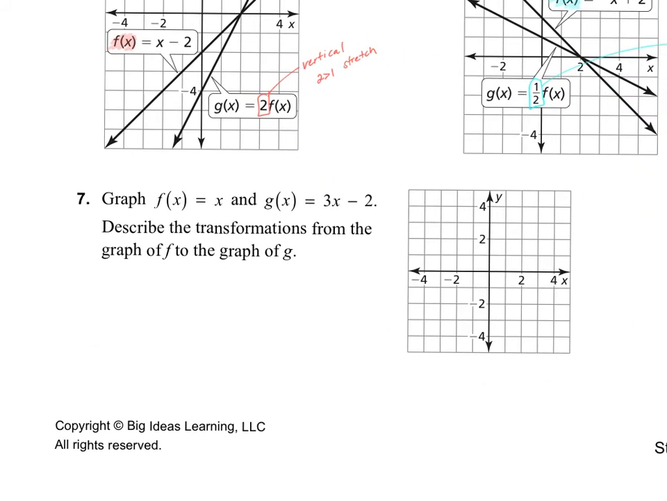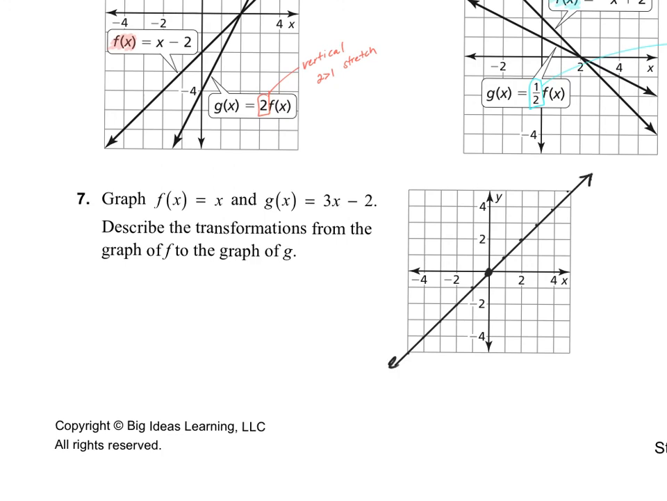Okay, so now graph f of x equals x, and then graph g of x equals 3x minus 2. Describe the transformations from the graph of f to the graph of g. So remember, your parent function goes through the origin at 0, 0, and your slope is up 1 over 1, up 1 over 1. So that's how you're going to draw that graph. So let's draw that first. And I got to move it up a little bit, okay? Make sure you don't forget your arrows.